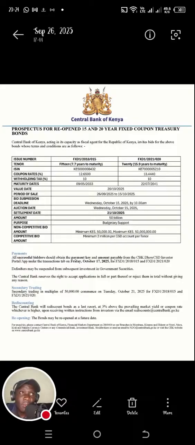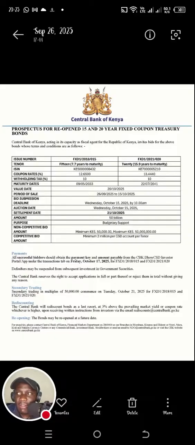The other thing you need to understand is, don't make a bid if you don't have money. If you make 3 subsequent bids without sending the money, the Central Bank of Kenya will automatically block you from accessing the portal until you visit them by yourself. Now, the Central Bank of Kenya reserves the right to accept applications in full or in part, or reject them in total without giving any reason.